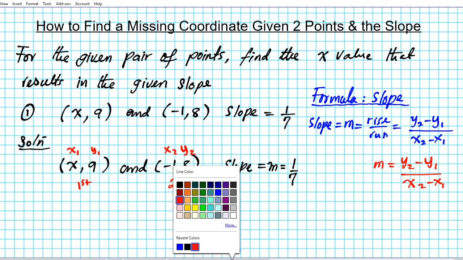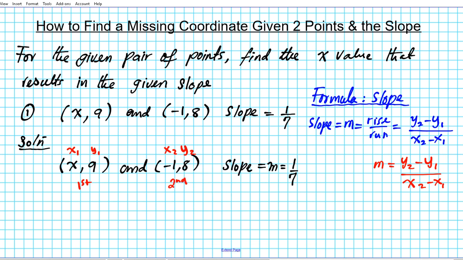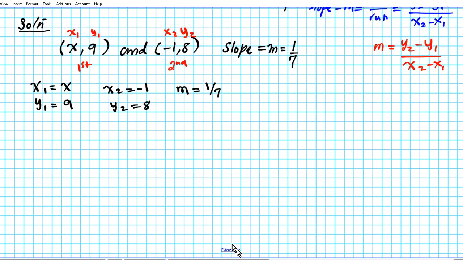So let's go ahead and write that down. x1 is our unknown, which is x. y1 is known, which is 9. x2 is negative 1, and y2 is 8. And m is 1 over 7. So we can clearly see that we have only one unknown, and all the others are known. And then when we substitute these values into this formula, we should be able to solve the equation because we have one equation with one unknown. Okay, so we're going to plug in these values into the slope formula.